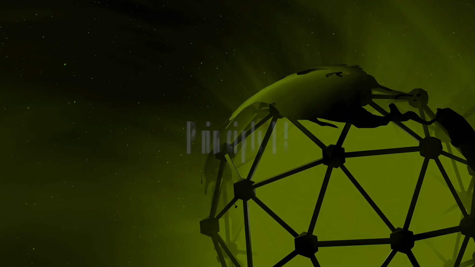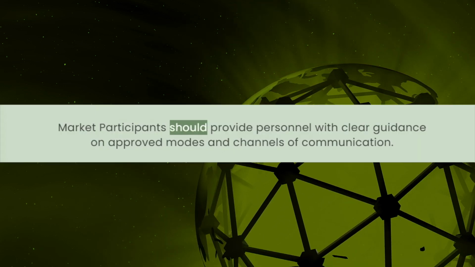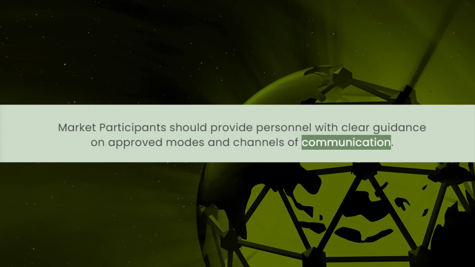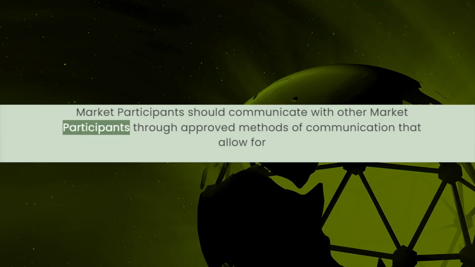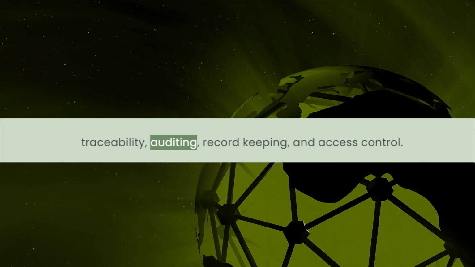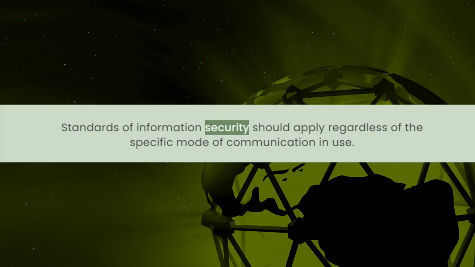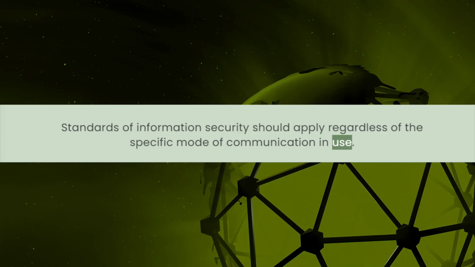Code. Principle 23. Market participants should provide personnel with clear guidance on approved modes and channels of communication. Market participants should communicate with other market participants through approved methods of communication that allow for traceability, auditing, record-keeping, and access control. Standards of information security should apply regardless of the specific mode of communication in use.